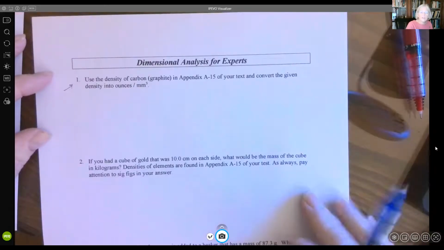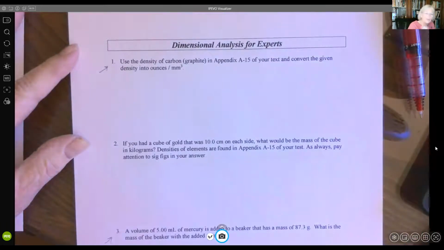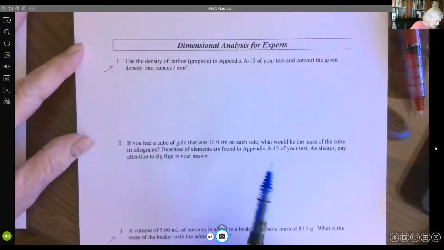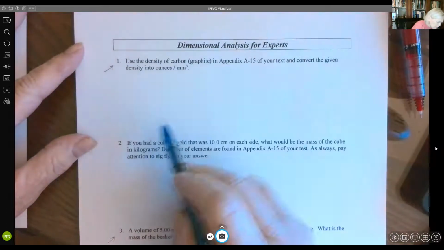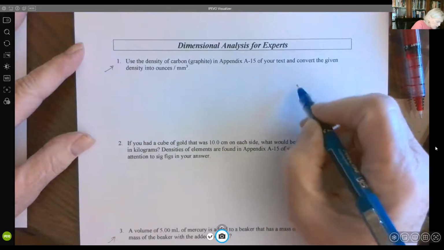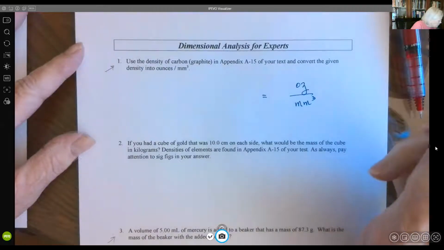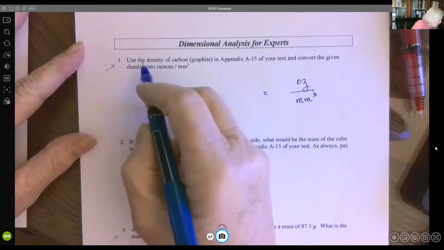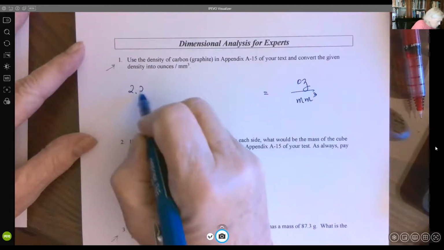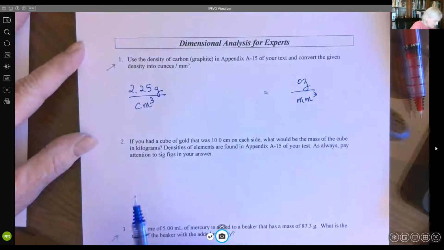So here we are, dimensional analysis for experts. The first one I want to do is number 1, because I want to assure you of the resource that you will have when you take this test. Here it says to use the density of carbon to convert the density into ounces per millimeter cubed. So I want to end with ounces per millimeter cubed. And I'm going to be starting with this density that I looked up. I looked up 2.25 grams per centimeter cubed, the density of graphite in your appendix at the end of your book.